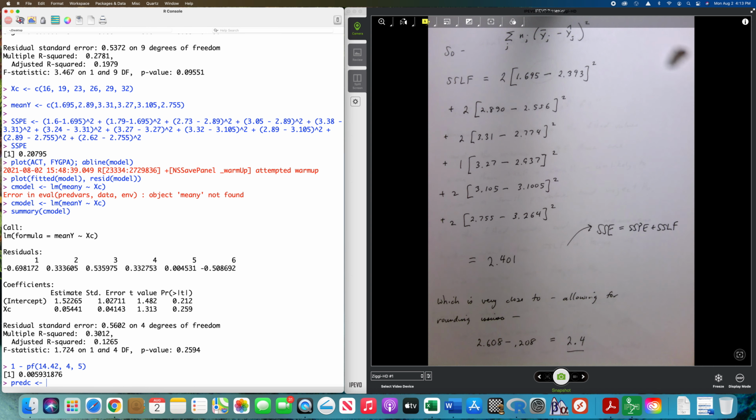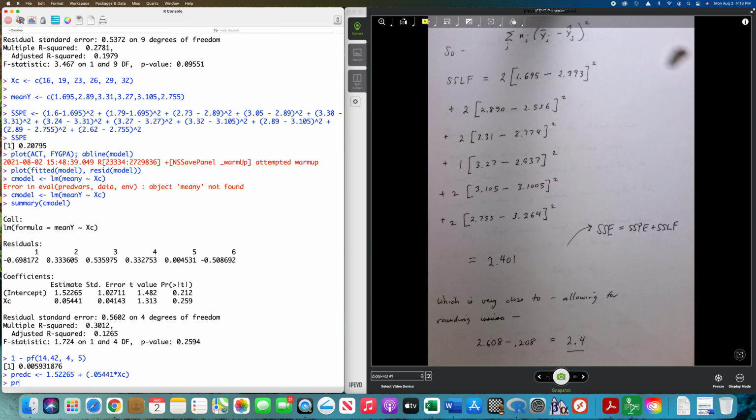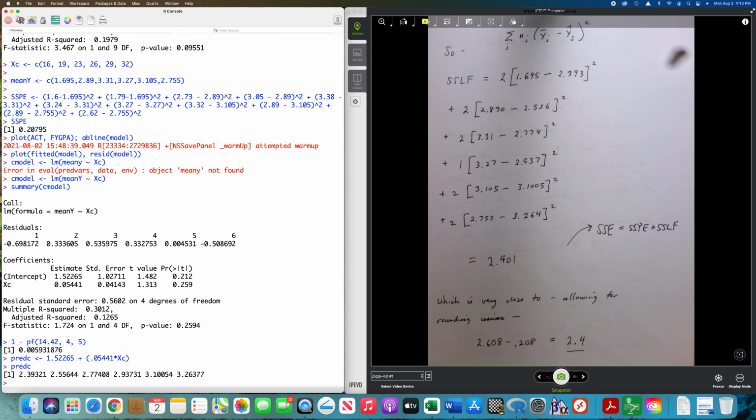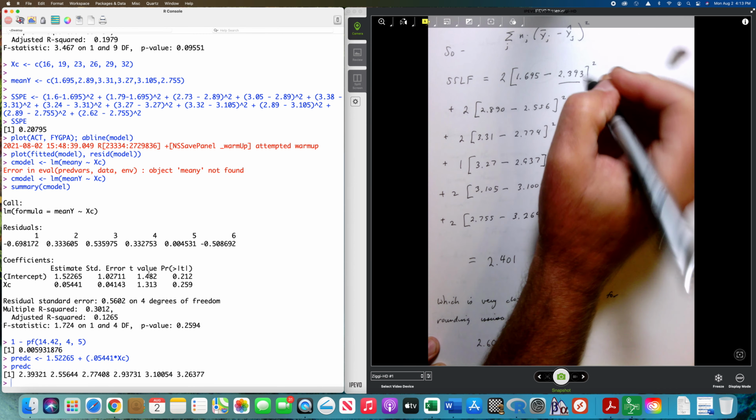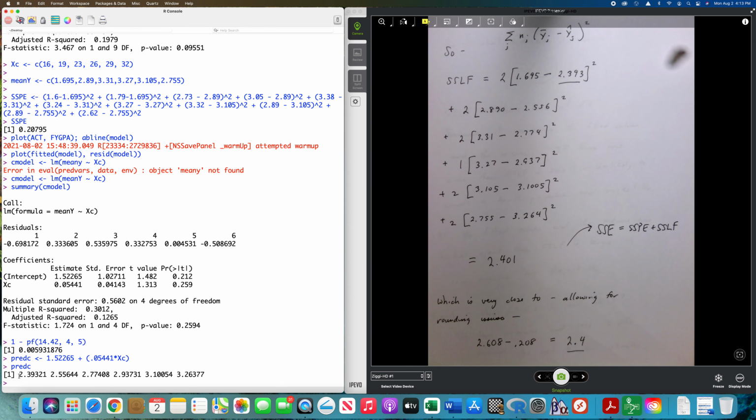And what I could do is take the 1.52265 plus 0.05441 times the XC's. All right, so the 2.393 that I get right here is just the predicted value that we get for x sub c equal 1, if you will, which of course is an ACT of 16.